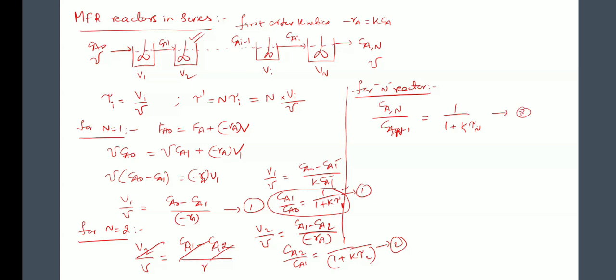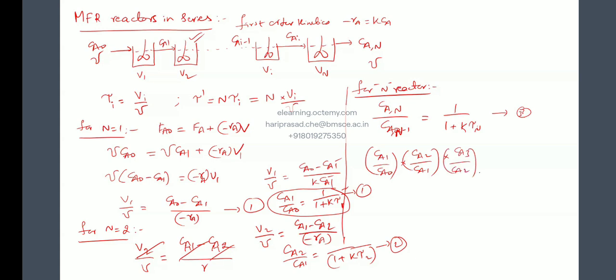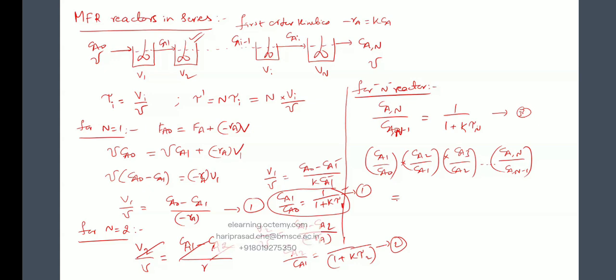So now I will multiply all the left hand sides and the right hand sides. What do we have on the left hand side? We have Ca1 by Ca naught for the first reactor, multiplied by Ca2 by Ca1 for the second reactor, again multiplied by Ca3 by Ca2 for the third reactor. Like that you can keep on multiplying on the left hand side, and the final nth reactor is Can by Can minus 1. This is all the left hand side, for n number of reactors in series, so that's why I'm multiplying all the concentrations.